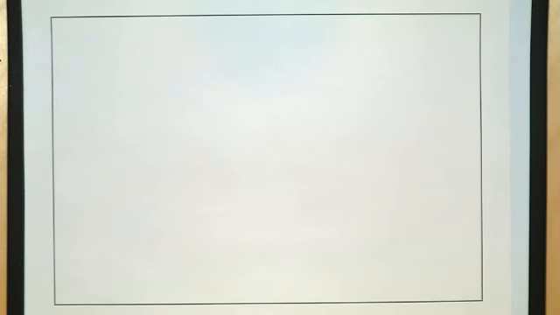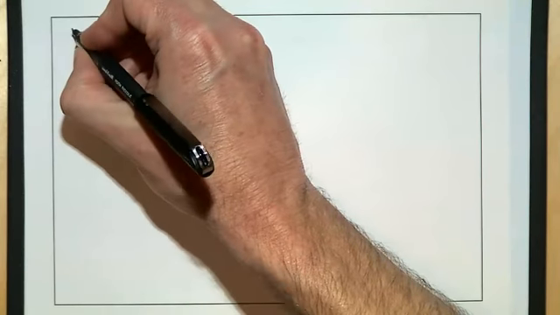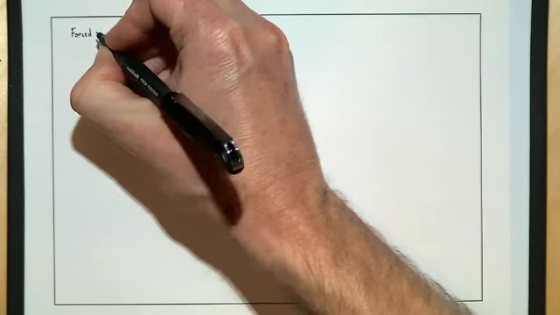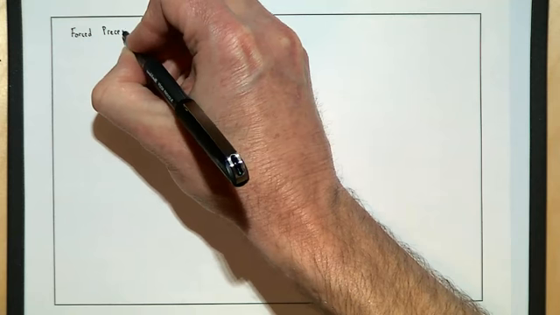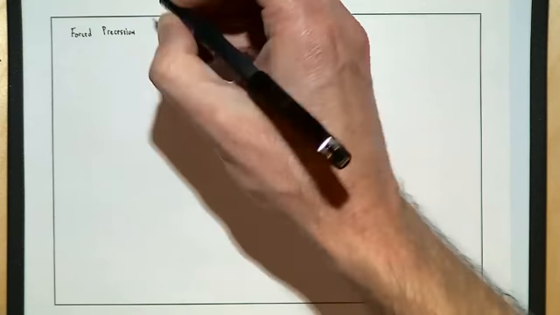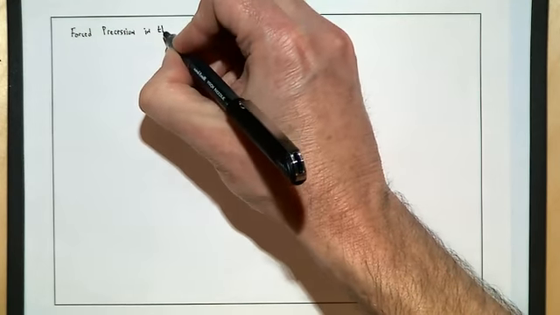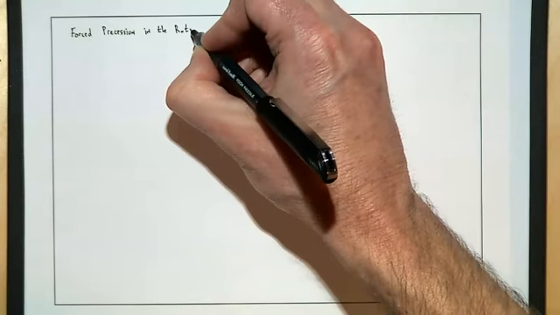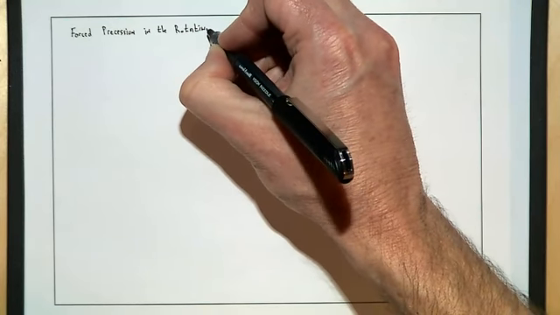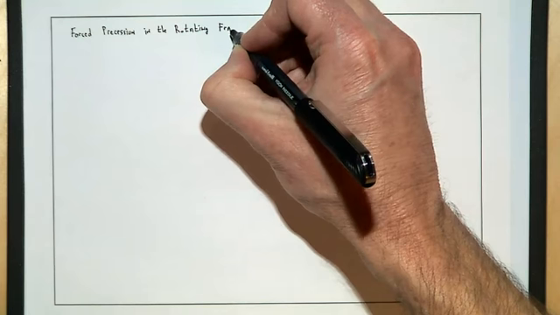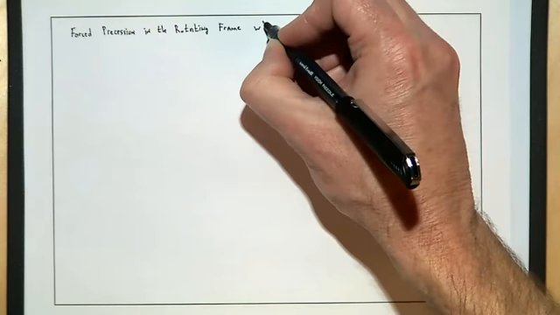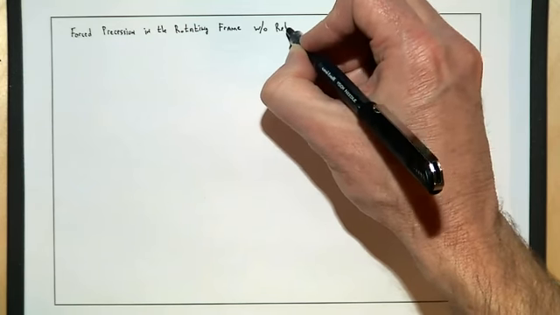Okay, so that was the not terribly interesting result of looking at free precession in the rotating frame. Now let's go look at forced precession. This is where things pick up a little bit. So forced precession in the rotating frame, without relaxation.